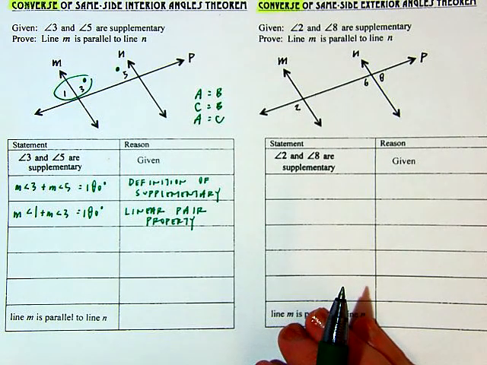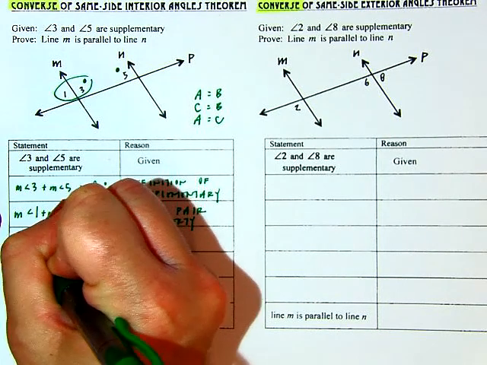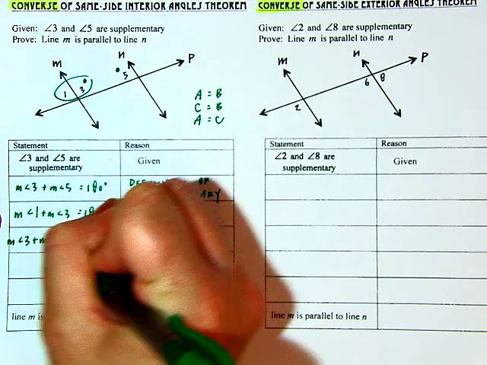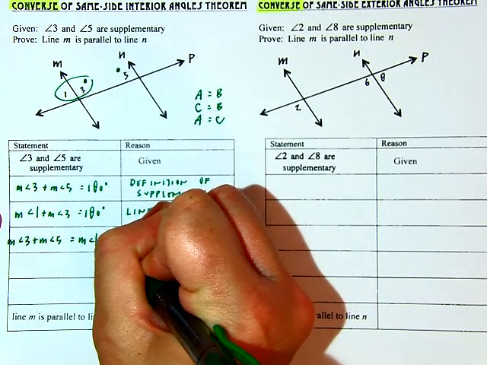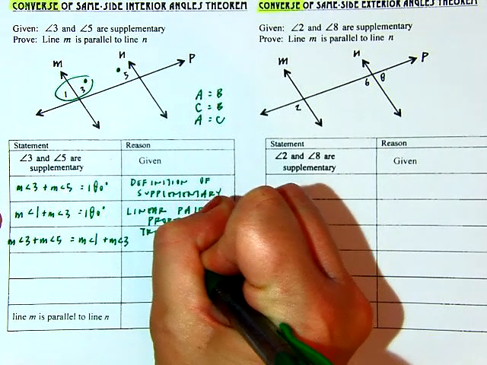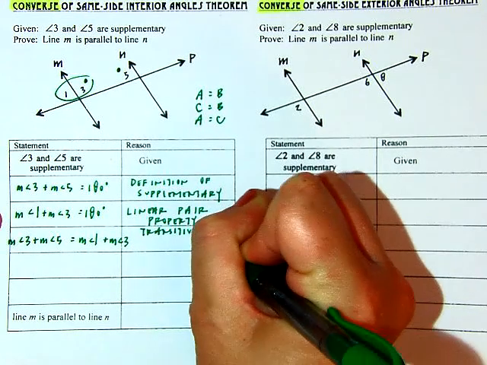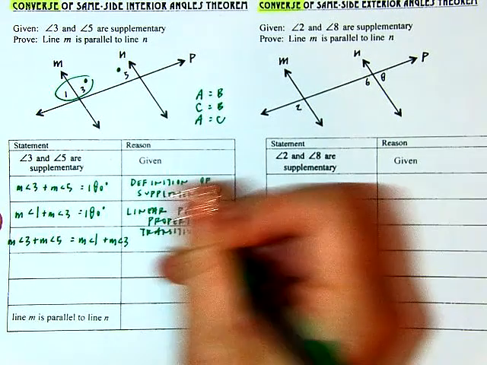That's the transitive property. So now I can write this next step as measure of 3 plus measure of 5 equals the measure of 1 plus the measure of 3. So I could argue transitive. These are equations now, so property of equality, or substitution.